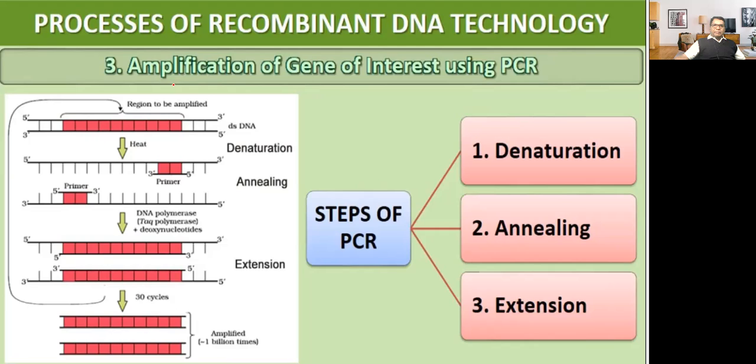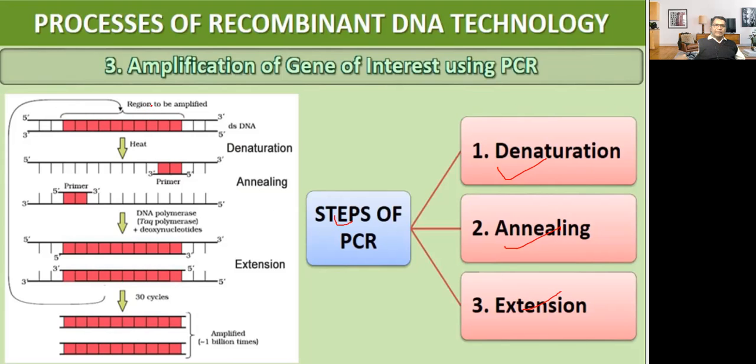Now we are doing what? Amplification of gene of interest. What are the steps of PCR? Denaturation, annealing, and extension. Sometimes a question will be there: what are the steps of PCR? So, denaturation, annealing, and extension.